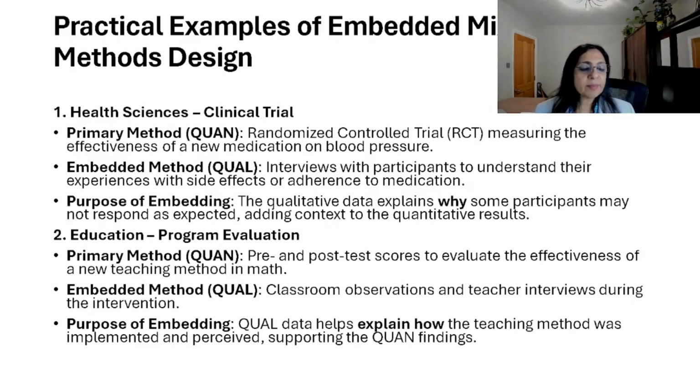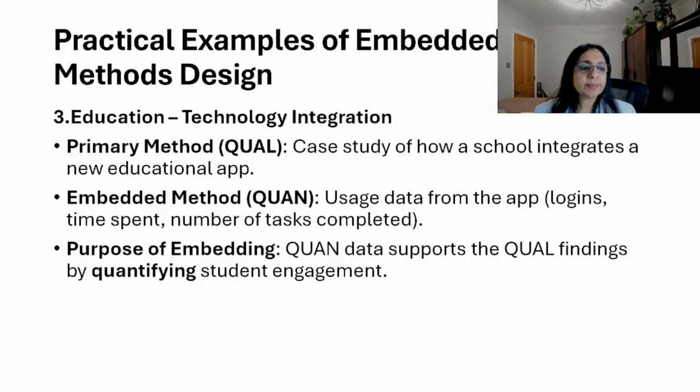The second example is from a program evaluation in education. The primary method is quantitative again, pre and post test scores to evaluate the effectiveness of a new teaching method. Embedded here is qualitative, classroom observation and teacher interviews during the intervention. And the purpose of embedding is that qualitative data helps explain how the teaching method was implemented and perceived, supporting the quantitative findings.